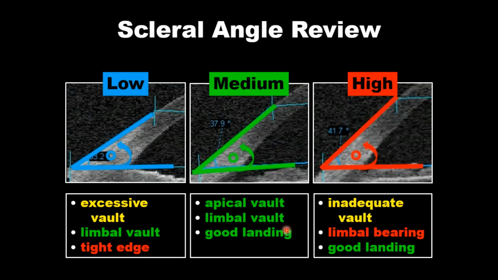Now, conversely, when we have a high scleral angle, the good news is we generally have a very good landing; impingement isn't likely. If that angle is much higher, then the depth of the eye is higher, so we're more likely to have inadequate vault. We may need some extra sagittal depth. But the big thing that's concerning to us is that when the patient has a high scleral angle, we're more likely to have a lens that bears down on the limbus. So modifications will be required from the standard trial set when your patient has a low scleral angle or a high scleral angle.